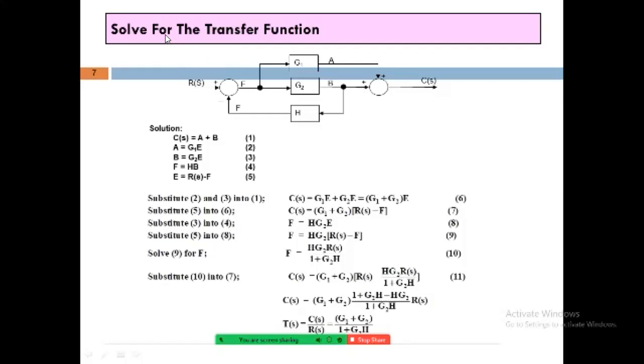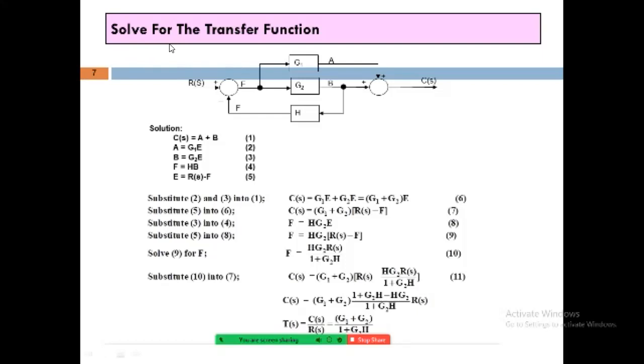Now how will this A be obtained? After solving for A, we can put its value into C of S, so don't worry about that. First find out the values of A and B. A will be obtained as G1 into E. Don't consider G2 because it is in the forward direction. Just consider G1 and the terms associated with G1. So G1 into E is equal to A.